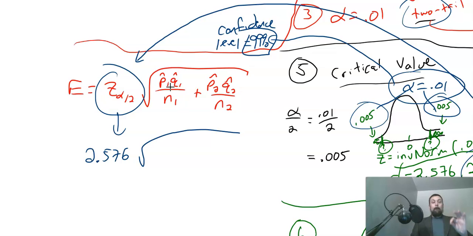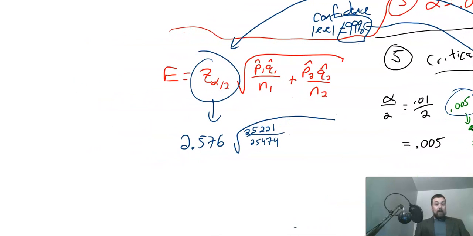Okay, so P1 hat. We already know this. These numbers are so big. I'm having a fatigue here from dealing with these numbers. 25221 over 25474, right? That is the value for P1 hat. Now for Q1 hat, we haven't calculated that yet, so I need some more space to do that calculation. Q1 hat is 1 minus P1 hat, which will be 1 minus the 25221 over 25474.